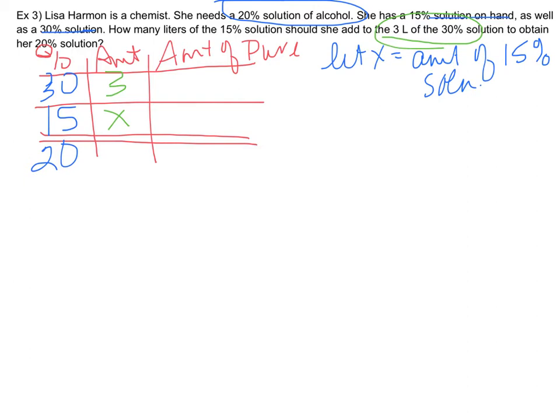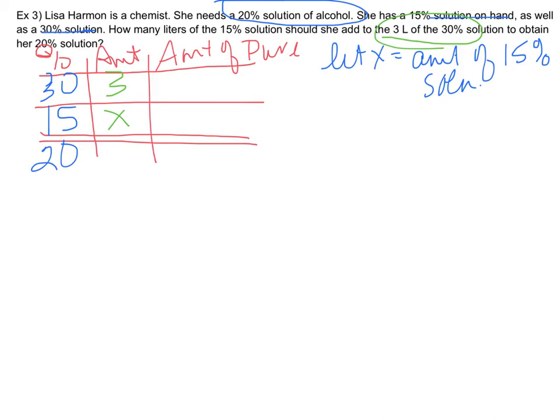Lisa Harmon is a chemist. She needs a 20%. She has a 15 and a 30 on hand. We've got that in a percent column. How many liters of the 15%? We have that right there with the x. And we know she has 3 liters of the 30%. Okay, let's do this thing. Notice in my chart, we have a whole bunch of blank spaces. This is where we get to fill those in.